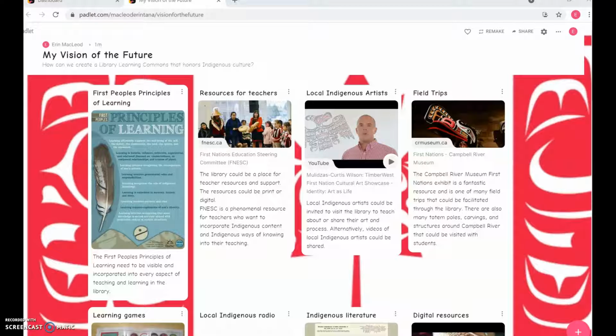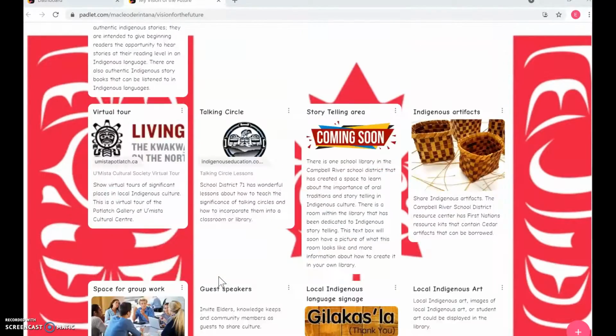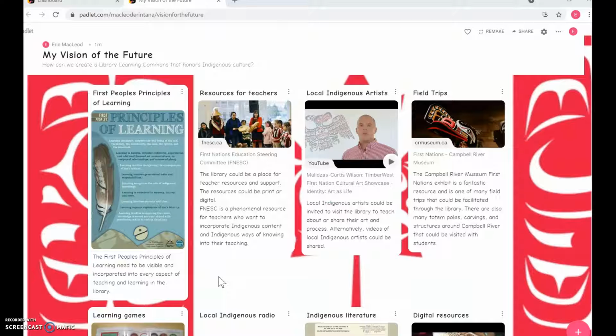This Padlet is for my vision for the future, and the question I was inquiring into was how can we create a library learning commons that honors Indigenous culture? You'll notice in the background of this Padlet is the First Nations Canada flag, actually created by a local Campbell River artist named Curtis Wilson, and that's him right here.